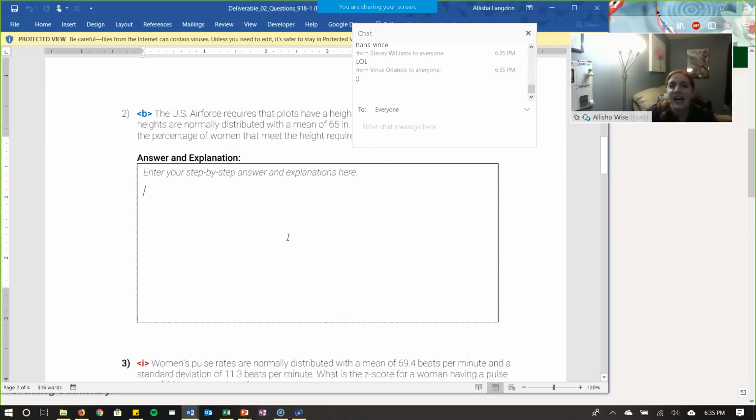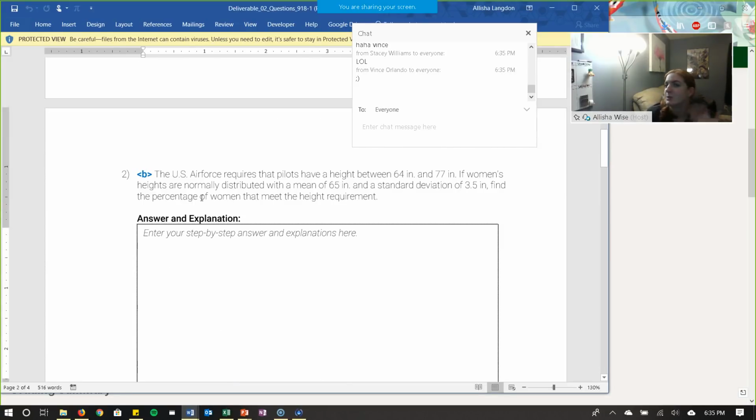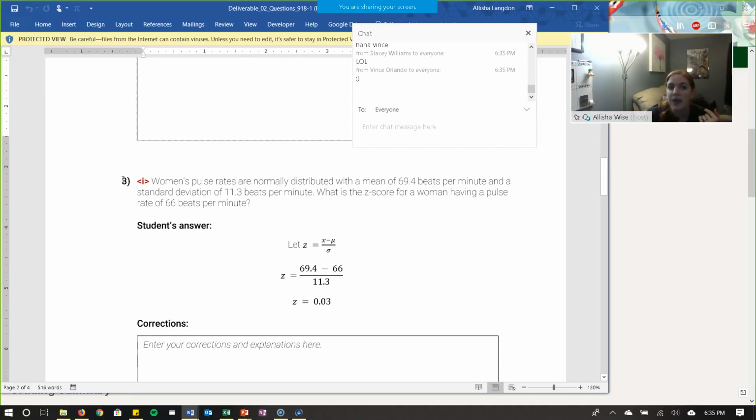Back to the homework. So you're finding the percentage, which is the same thing as probability. So you can do number 2 so far. Number 3, you're trying to find the z-score of the beats per minute. The student has answered this way. It is incorrect, which is what that I means. You need to correct it, tell them what they did wrong, and then how to do it correctly. So basically, tell them what they did wrong, and then how to correct it here, and then give the correct answer.